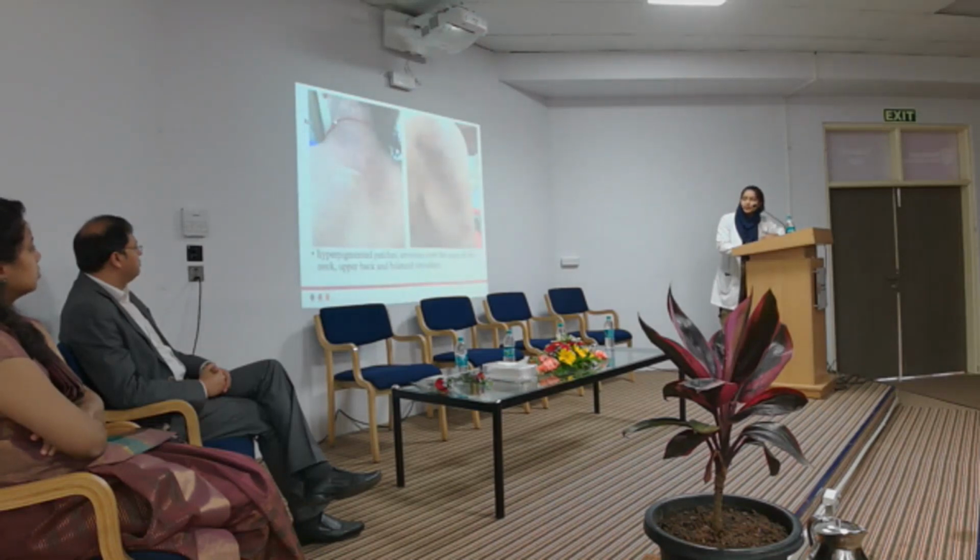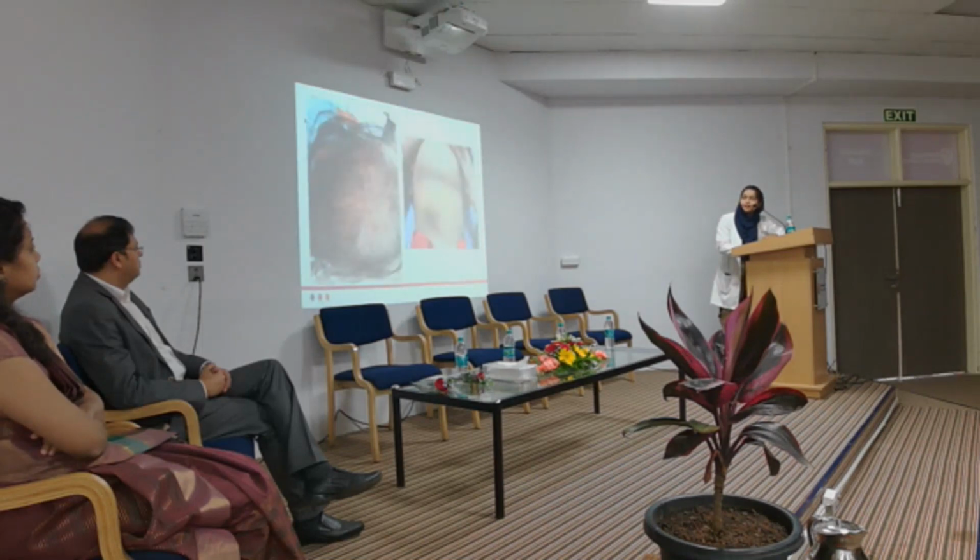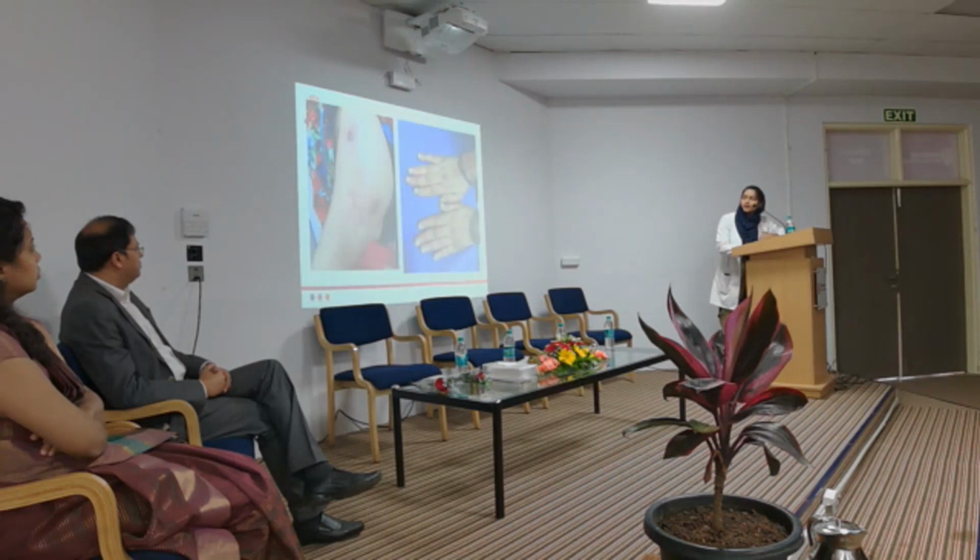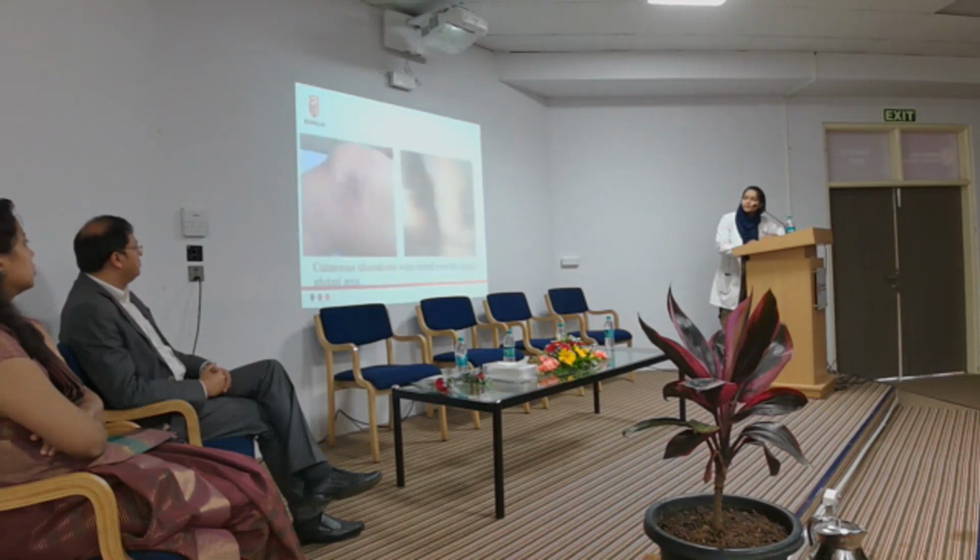Also, there were hyperpigmented patches and erosions over the nape of the neck, upper back, and bilateral shoulders. Hyperpigmented patches were similarly seen on the scalp and also on the abdomen. And on the scalp, a biopsy was also taken. The hands and the upper thighs also showed erythema and hyperpigmented patches. There were cutaneous ulcerations noted over the knee and in the gluteal area.